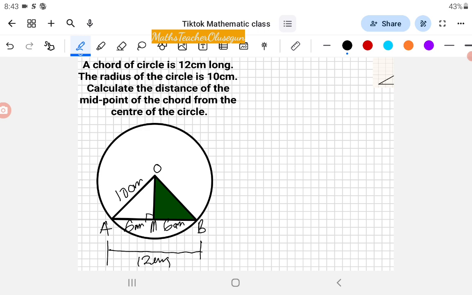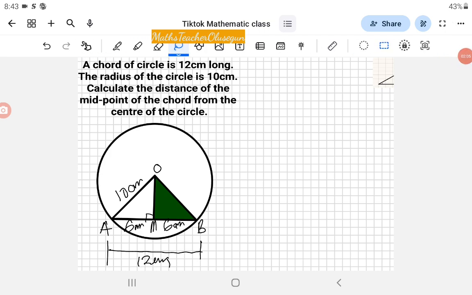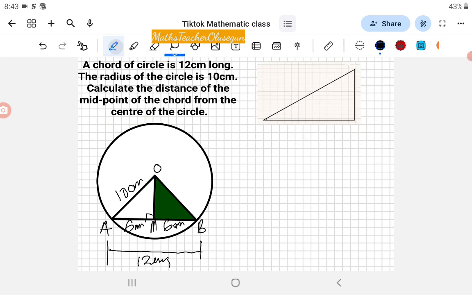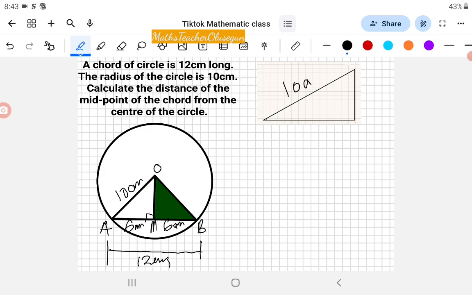So let's consider triangle AOM. Considering triangle AOM, we have something like this. We put the 10 centimeters here, we have OM, we have A, and this is 6 centimeters. We have to calculate OM, so let's represent it by X. Now let's apply the Pythagoras theorem to calculate the distance of the midpoint, which is X.